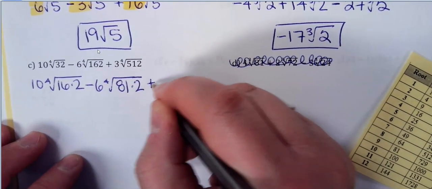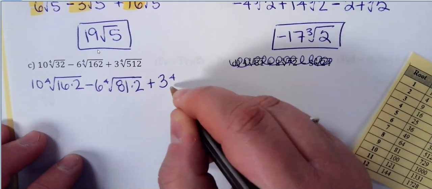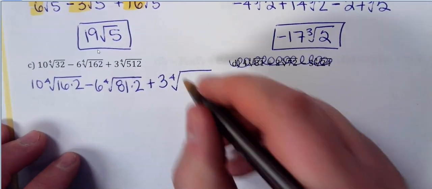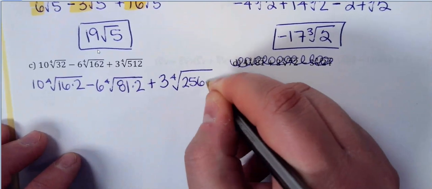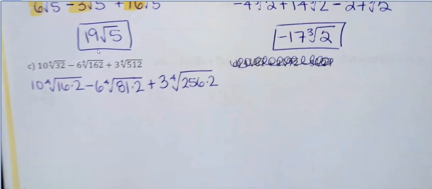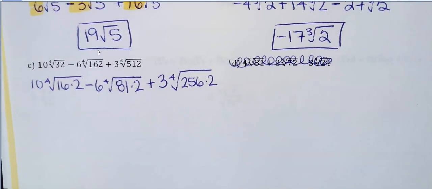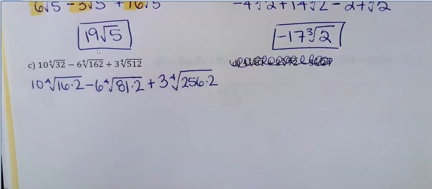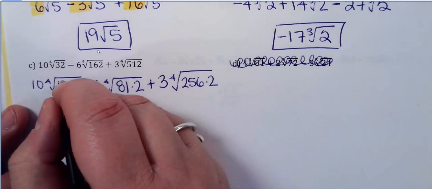And then that last term, 3 4th roots of 512. 512 is 256 times 2. And you guys can have that little yellow paper while you're doing the tests and quizzes. So if you're not super familiar, and they're up on the board too, just look at the list of numbers to help yourself.